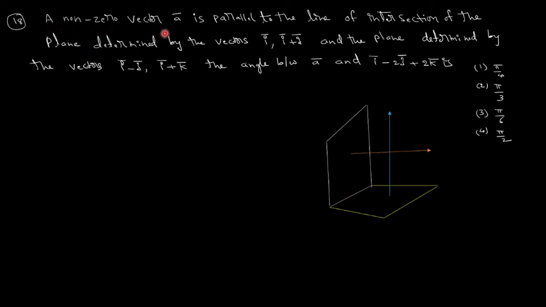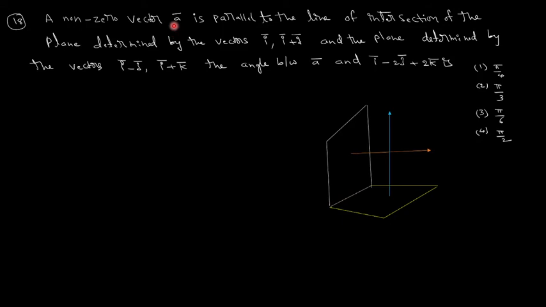A non-zero vector a bar is parallel to the line of intersection of the plane determined by the vectors i bar, i bar plus j bar and the plane determined by the vectors i bar minus j bar, i bar plus k bar. Find the angle between a bar and i bar minus 2j bar plus 2k bar.